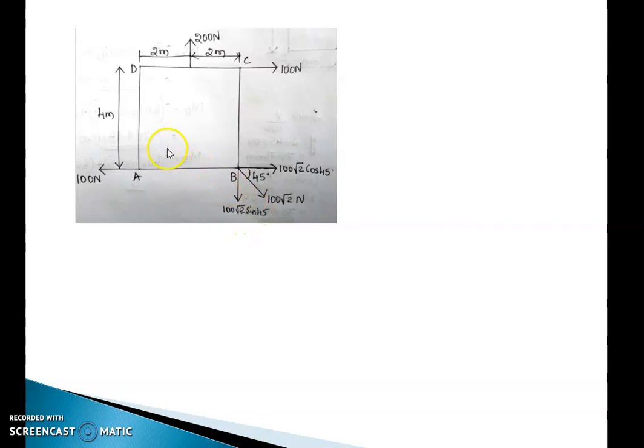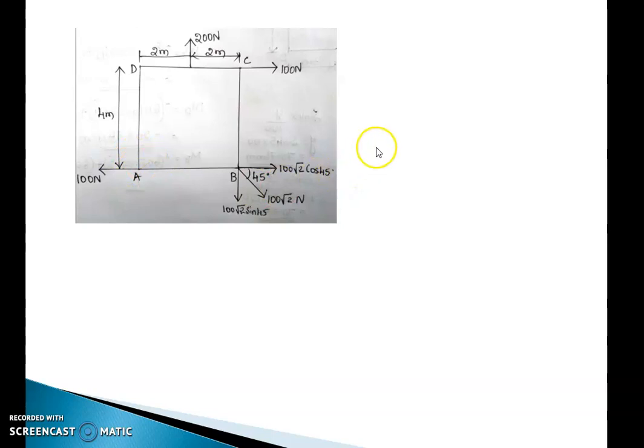Once after the resolution, we'll go step by step. We need to determine the magnitude, that is R, the direction, that is theta, and the position, where we need to find the x and y intercept with reference to the point A. With reference to point A means A is my moment center. It is mentioned in the problem.